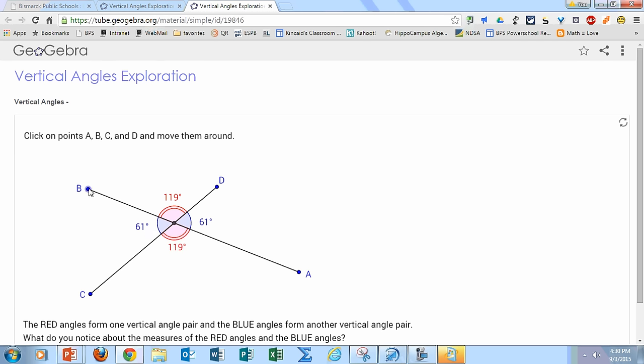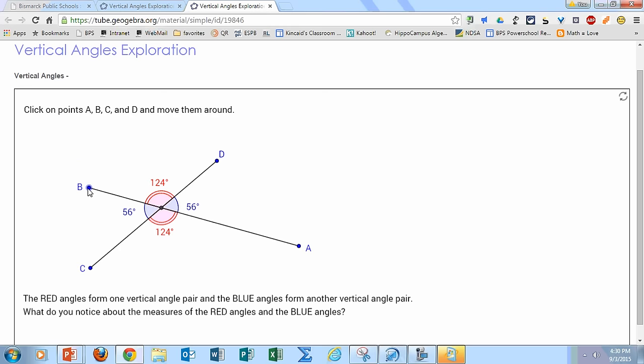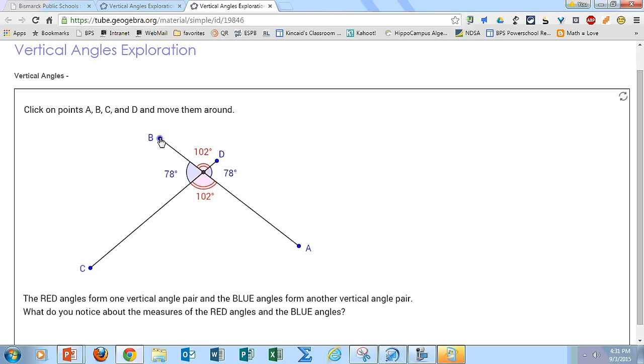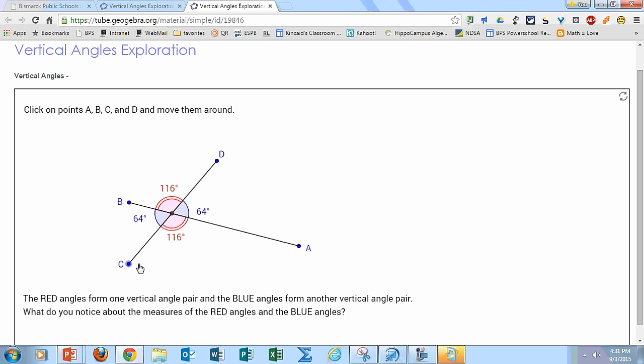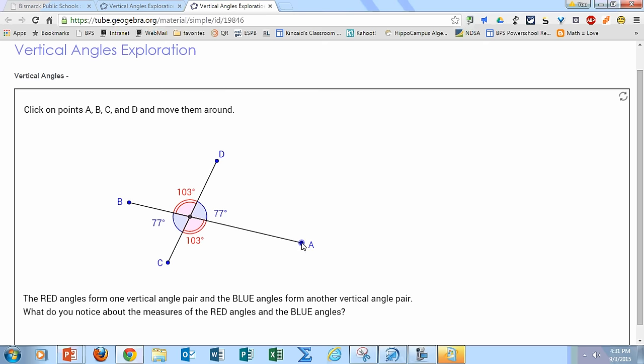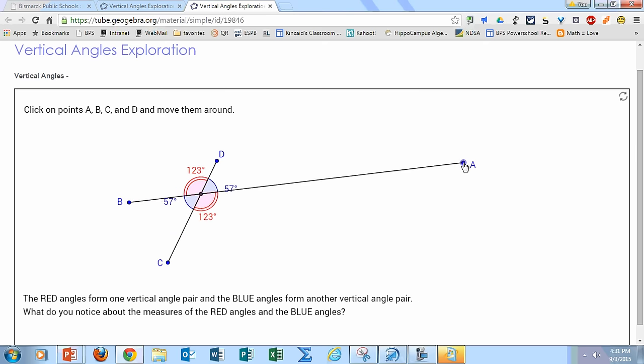Now, is that always true? Are they always the same? Well, take a look when I start moving this point around. No matter where I put it, those vertical angle pairs are always congruent. No matter what, no matter where I put that point. And I could do the same thing with C. I could really mess up the C right here. Change A, put him way out here. It doesn't matter what that picture looks like or how it changes. If you have vertical angles in that picture, notice that they're always congruent. Okay, they're always the same.